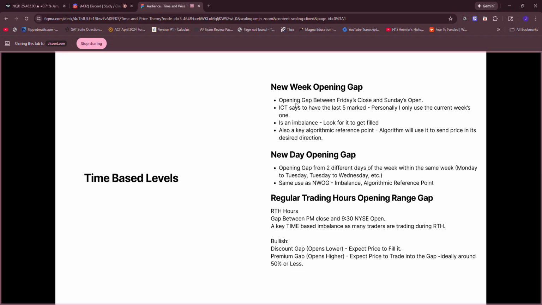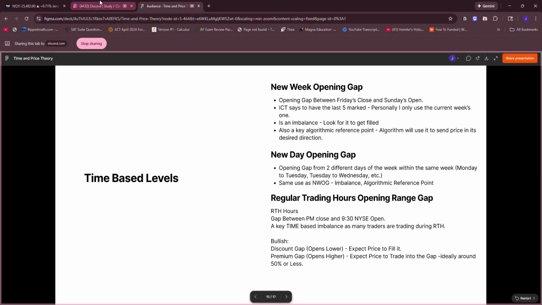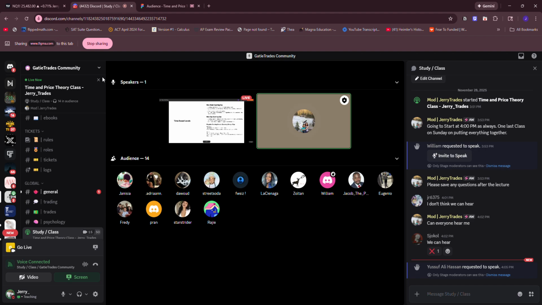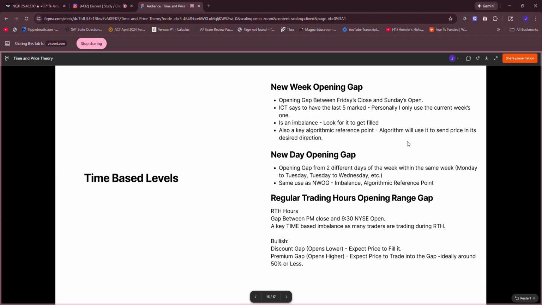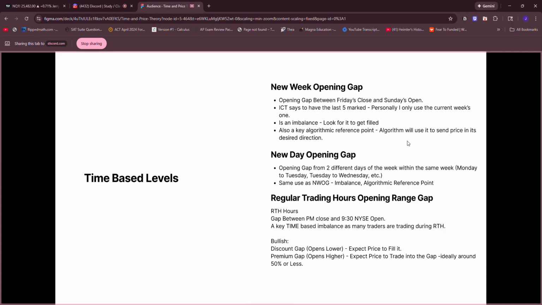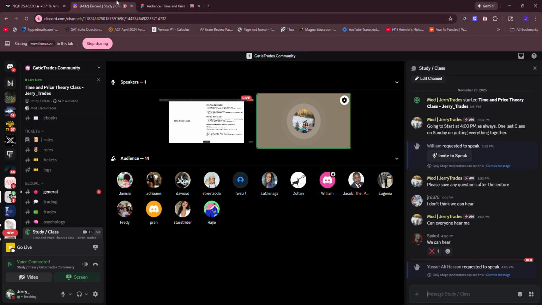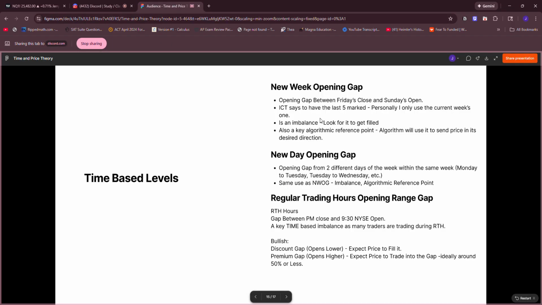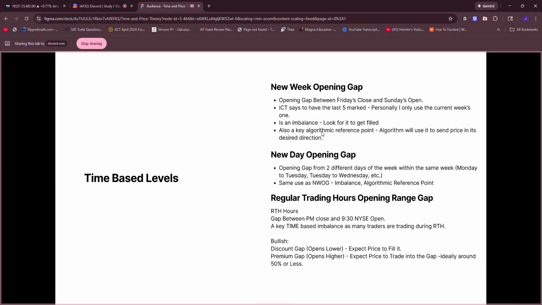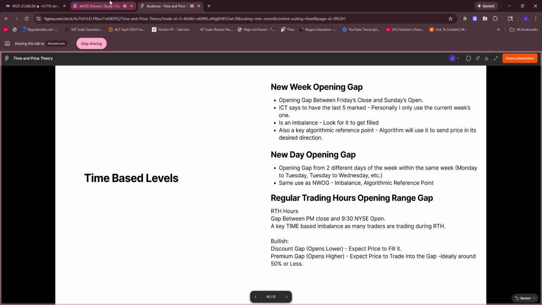So the new week opening gap is the gap between Friday's close and Sunday's open. ICT says to have the last 5 marked. I personally only use the most recent one, because I think it's too messy on my chart, and I don't like that. How you use it is very simple. It's an imbalance, so look for it to get filled, right? It's a gap. It's also a key algorithmic reference point, so the algorithm will use it to send price in its desired direction.